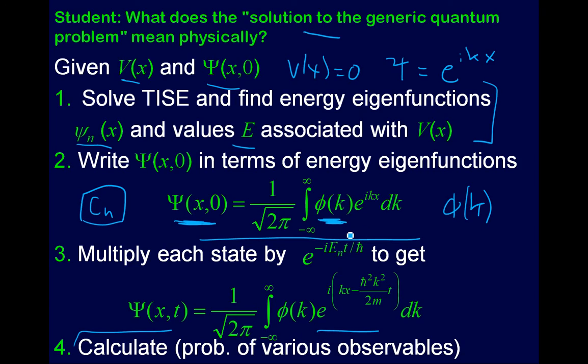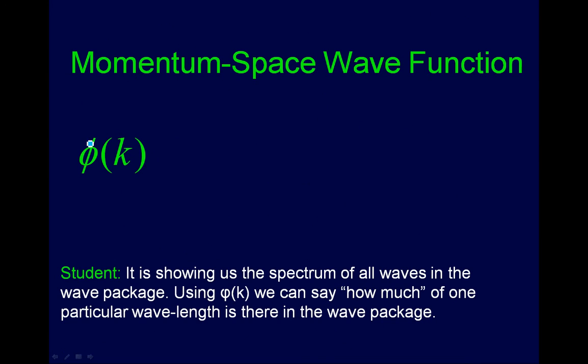And so here we can take this, and this is a way to represent our wave function at time 0, and then here we get the wave function as a function of time, and then in a similar way we can go through and calculate different things, whatever we want to find out. And so the big thing now we're introducing is this phi of k.